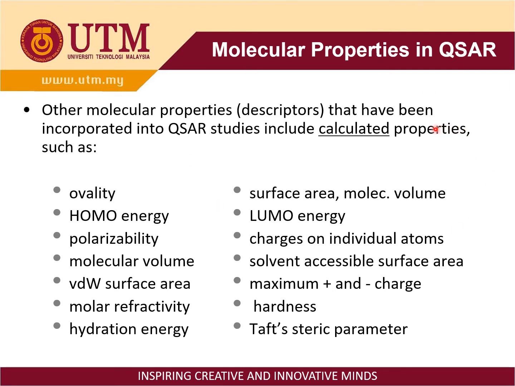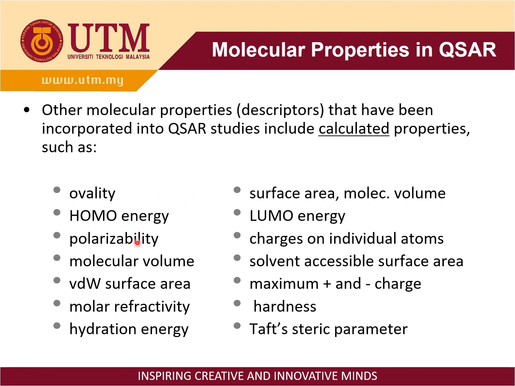Other molecular properties in QSAR can be calculated, like the Hammett case earlier. These are the calculated ones, like HOMO energy. You know HOMO and LUMO, right? The highest occupied molecular orbital energy and the lowest unoccupied molecular orbital energy. The orbital itself determines how reactive a certain molecule can be, meaning it determines the characteristics of the molecule itself.